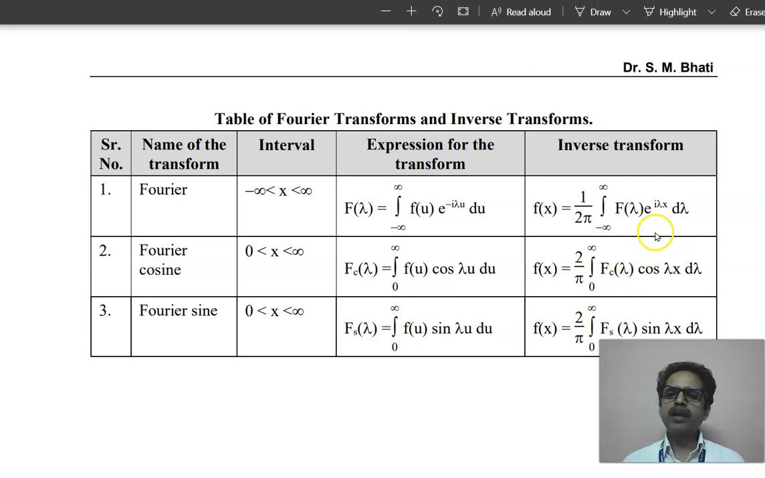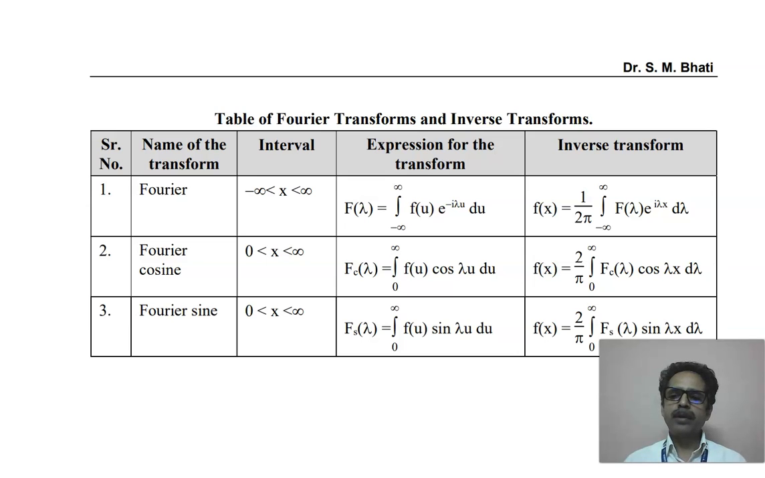You can observe that here we have a constant 1 upon 2 pi, while for the remaining two we have a constant 2 upon pi. Here for all three equations u is the variable of integration, while for the inverse transforms lambda is the variable of integration. Here for the integration we have to keep lambda constant, while for these types of integration we have to keep u as a constant, x as a constant. Fine. These are the important definitions, and now we are going to make use of these equations as per our requirement.